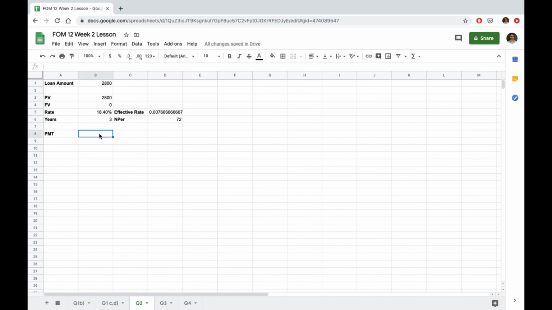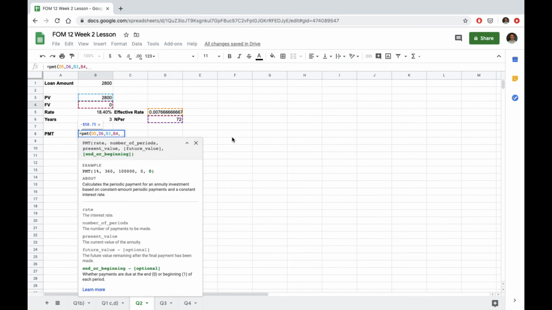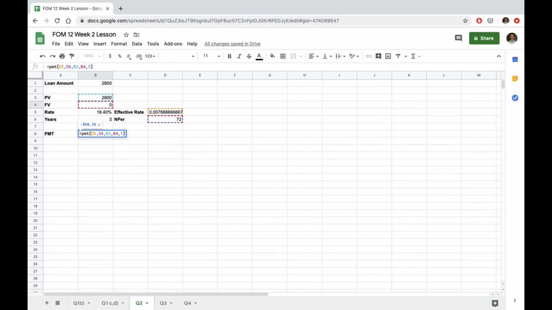Once we have all of this, we can just plug it into our TVM, equals PMT, click on our effective rate, number of periods, present value, future value, and we're told we're doing this at the beginning of each month, so we need a 1 at the end here, close our bracket, and we can see that we're paying about $50. This is negative, again, because we are paying this amount out of our pocket. When we make these payments, we take money out of our pocket, we give it back to the furniture person who sold us the couch, and there we go.